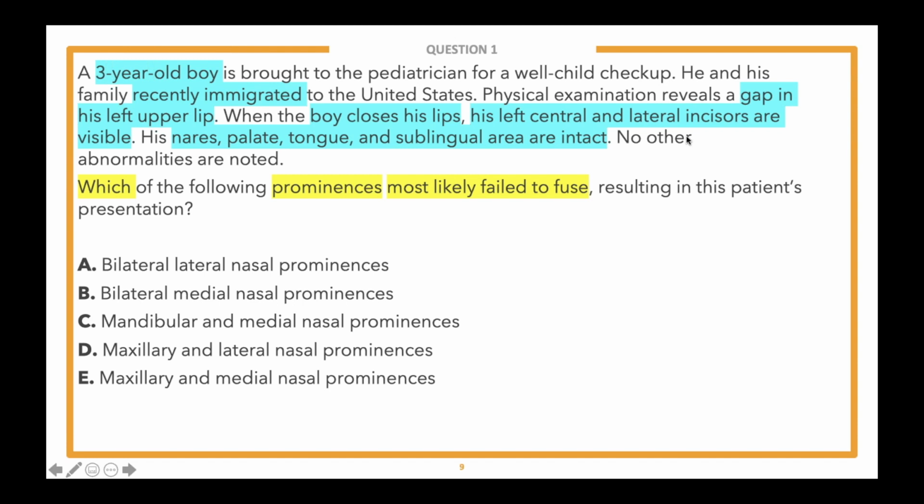Answer choice E, maxillary and medial nasal prominences. D, maxillary and lateral nasal prominences. C, mandibular and medial nasal prominences. B, bilateral medial nasal prominences. And A, bilateral lateral nasal prominences.